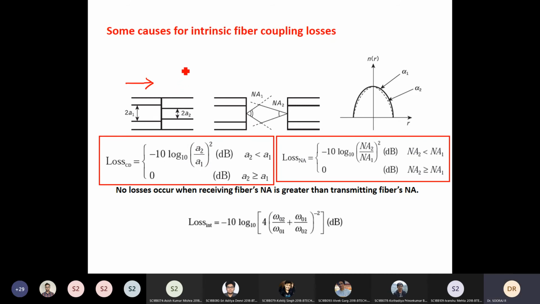If I am trying to launch from right to left, then you are not going to see a significant loss, because the signal is trying to enter an optical fiber having a larger core. So in that case, the loss is going to be 0.